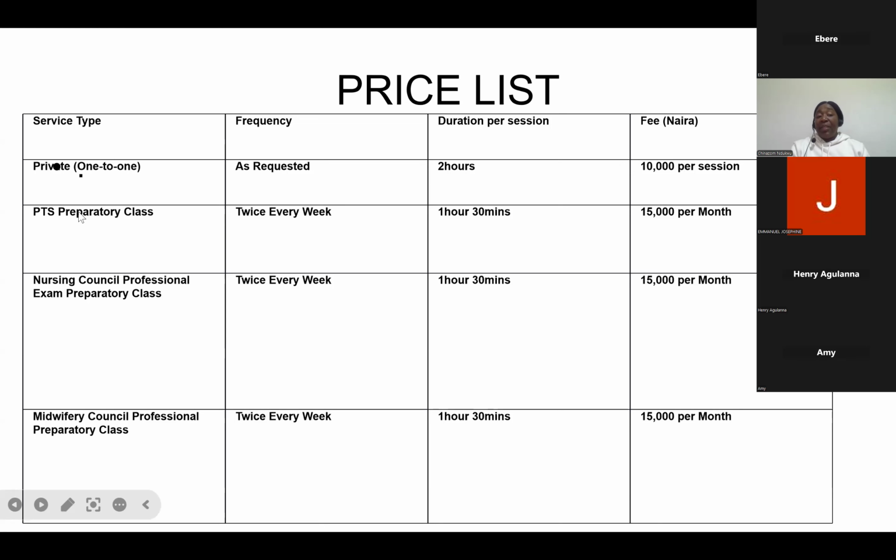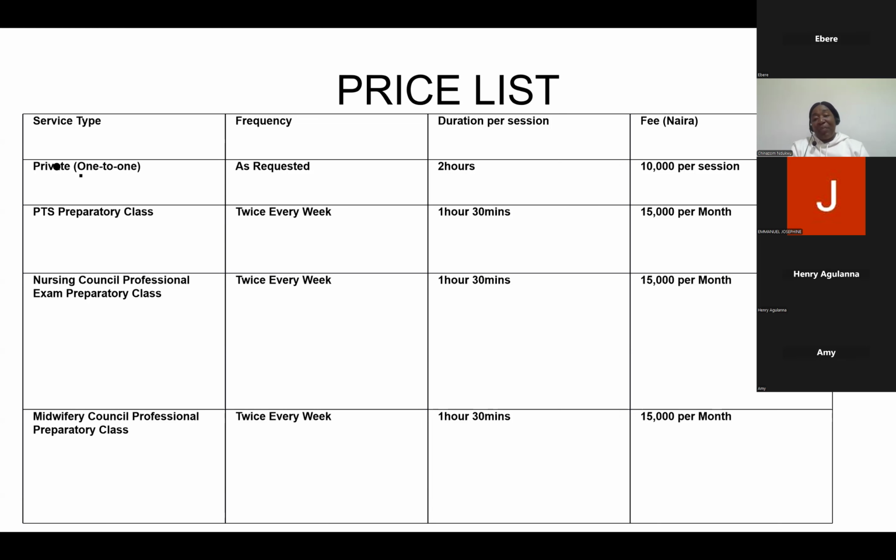Then the PTS classes. In fact, all the classes, we're going to hold them for each group. We're going to hold 2 classes every week, and each class will be approximately an hour and a half. I won't promise 2 hours, though sometimes it may get to 2 hours, but just know that we are aiming at capping every class within 1.5 hours. And it's going to be 15,000 naira per month.